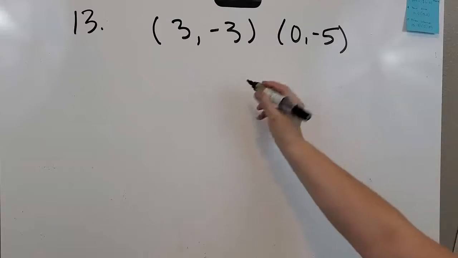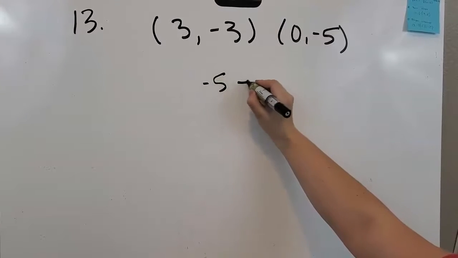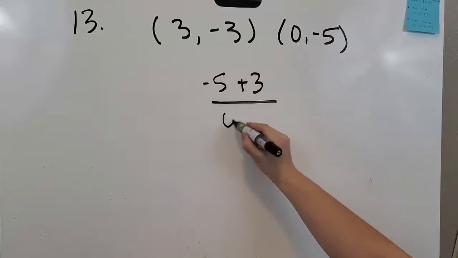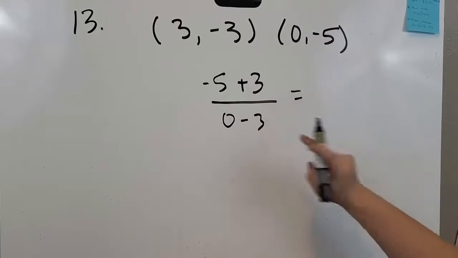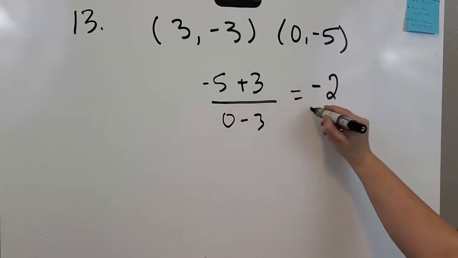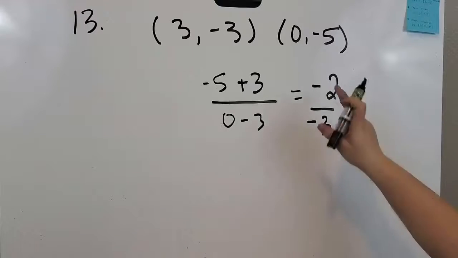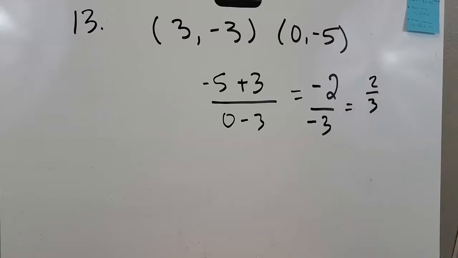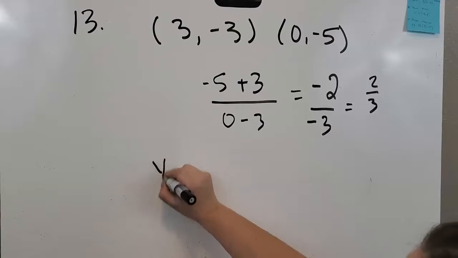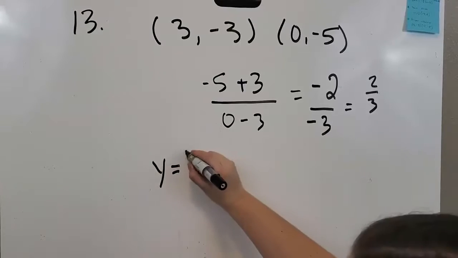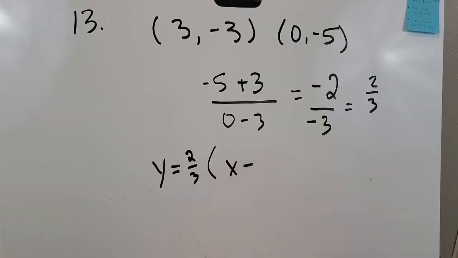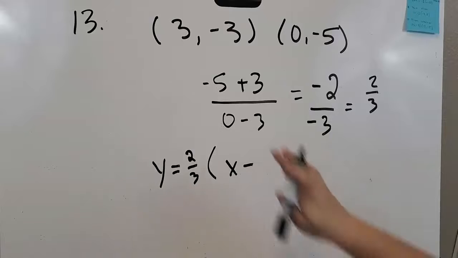So y2 minus y1, negative 5 minus negative 3 over 0 minus 3. And when I simplify, that gives me negative 2 over negative 3. Well, the negatives in the top and bottom cancel, so we have slope is 2/3. Let's write this in point slope form. So we know y equals m, which is 2/3, times x minus x1. You can use either point.